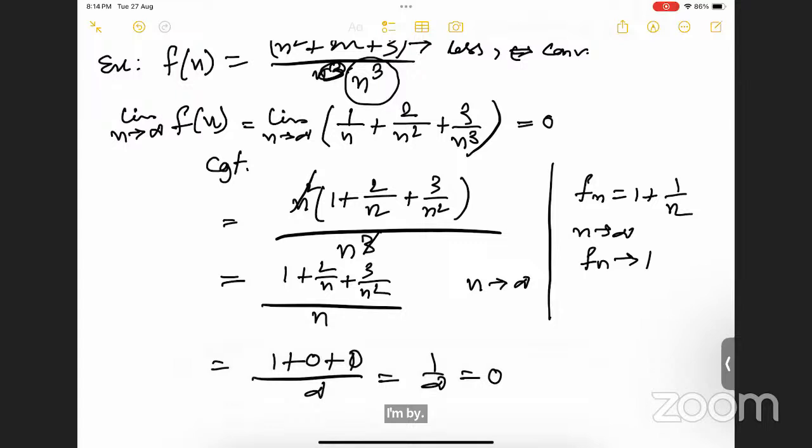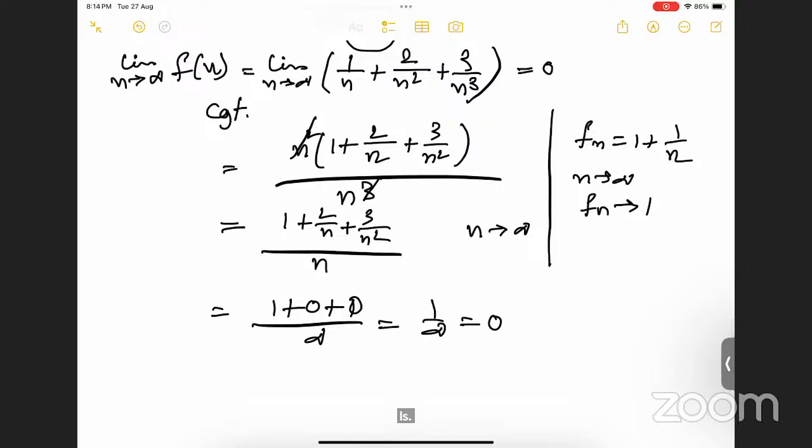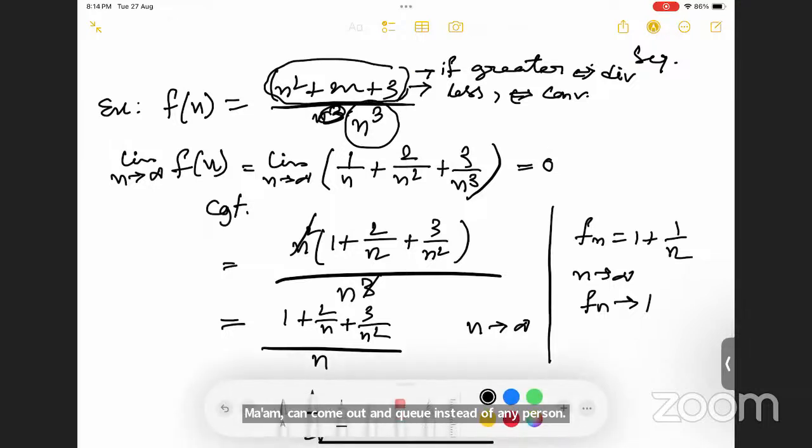Excuse me, ma'am, 1 by infinity is equal to 0. Yeah. I cannot hear you. Ma'am, can we common out n cube instead of n square? No, there is no n cube here, right? If you want to common n cube, then it will be the same case as this. Ultimately, we are doing the same here. If you take n cube from this portion, then it will be this term.